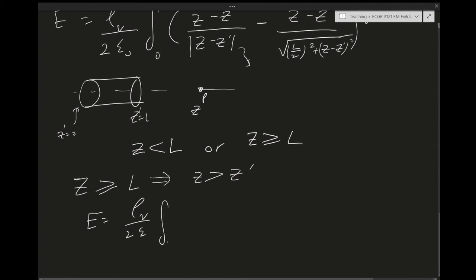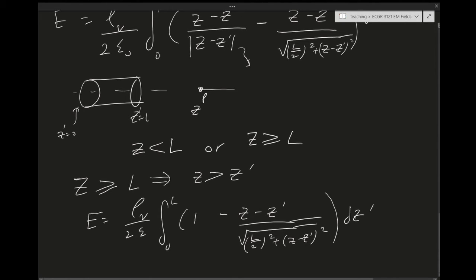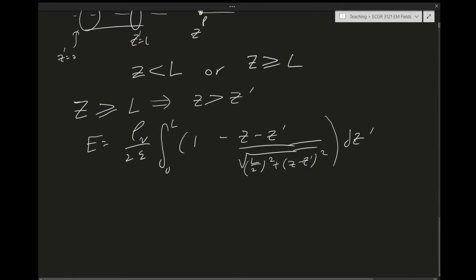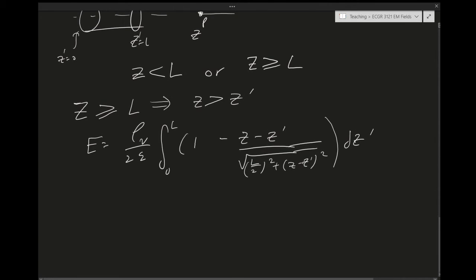So the integral that I have to do is going to be 1 minus z prime over the square root of (L over 2) squared plus (z minus z prime) squared, dz prime. Okay, we want to evaluate this integral now.